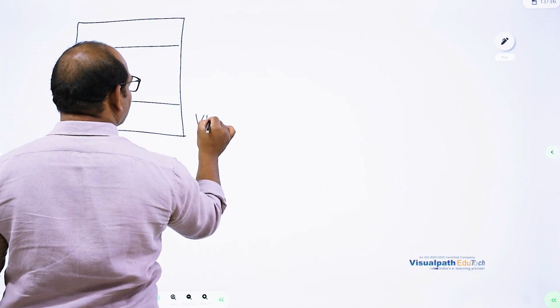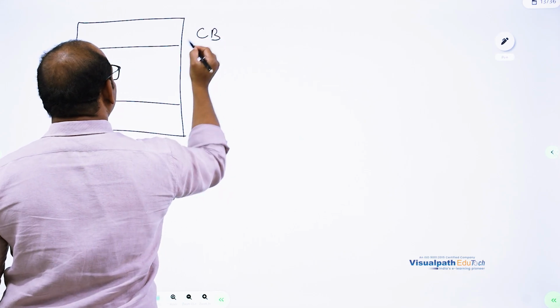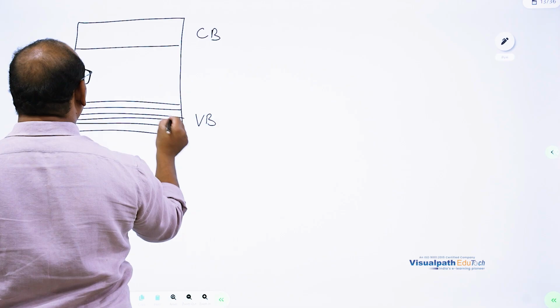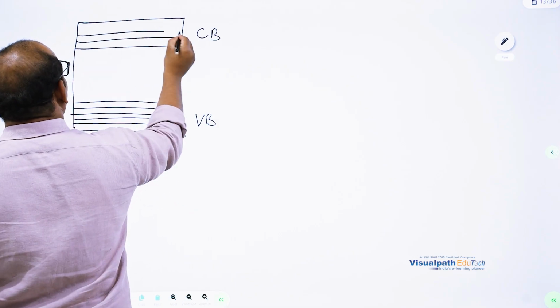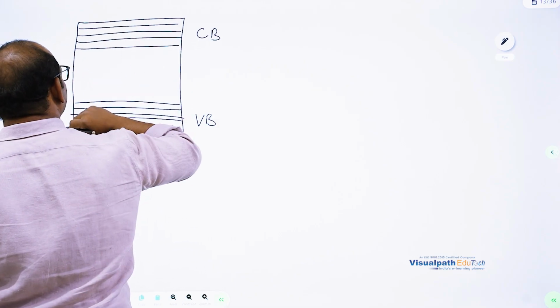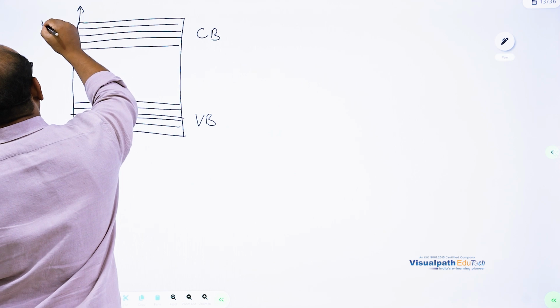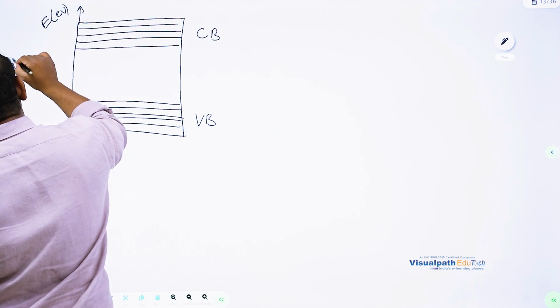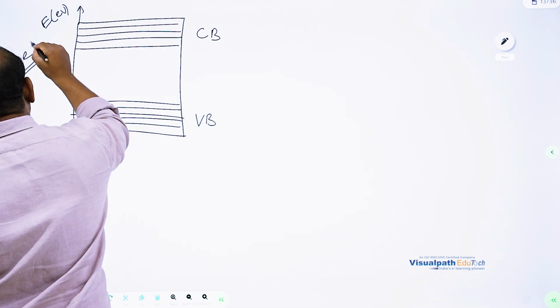This is valency band, this is conduction band. Certain energy levels are there in the valency band, and from the already discussed theory, you have understood that the same number of energy levels must be available in the conduction band also. Energy is measured in electron volts. Here I am going to discuss the concept of hole.